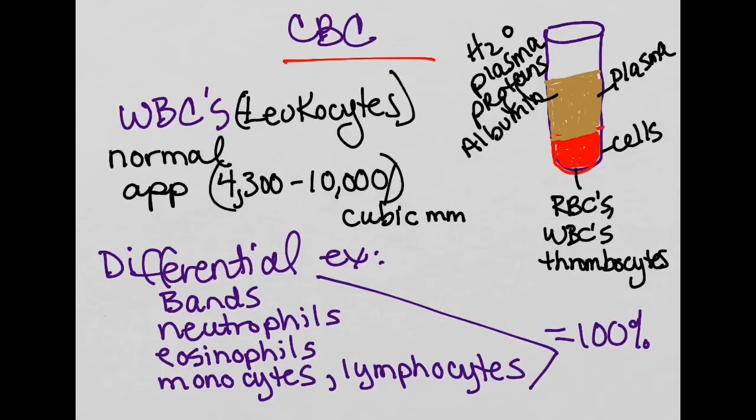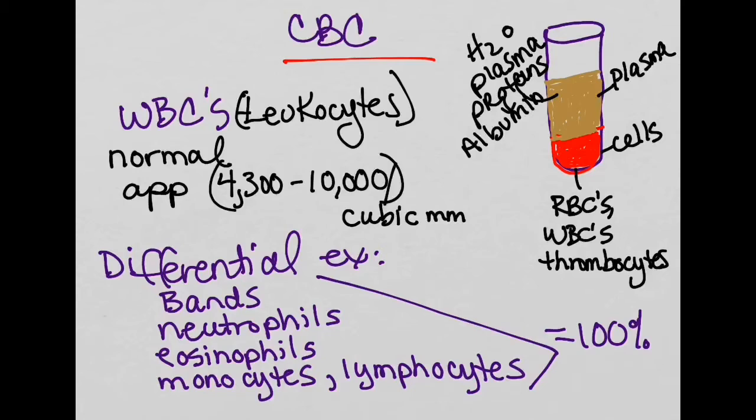When you spin it, you can see the plasma separates from the cells. The plasma takes up more in our body than the actual cells do. The cells consist of red blood cells, white blood cells, and thrombocytes, which are platelets. The plasma consists of proteins, albumin, and water. But we're not going to talk about that. We're going to talk specifically about the WBCs and how it pertains to the specific case.